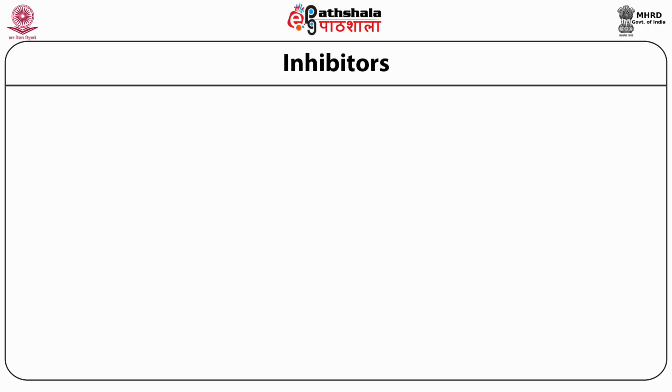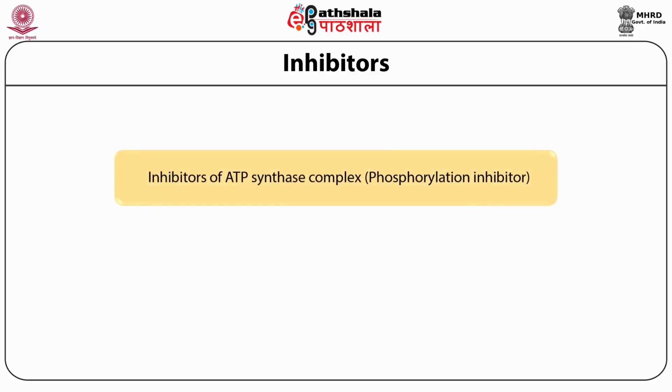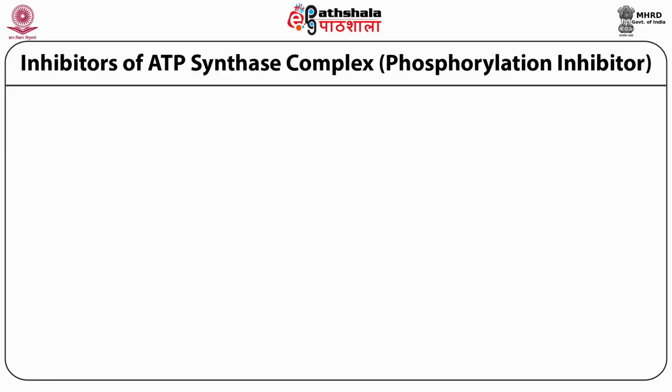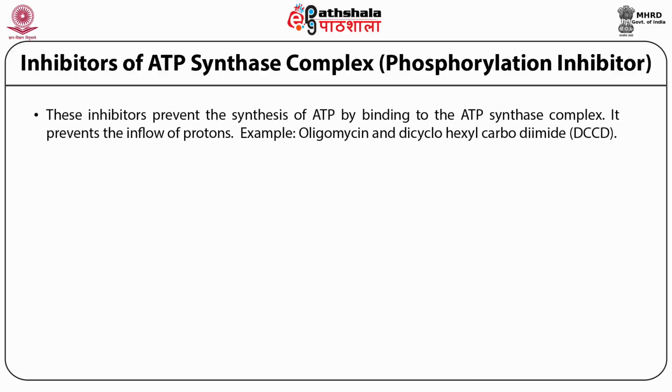So basically these inhibitors we can group into two: the inhibitors of the ATP synthase complex, that is the phosphorylation inhibitors, or the inhibitors of the ATP-ADP translocase, that is the transport inhibitors. Now let's try to understand the inhibitors of the ATP synthase complex, which specifically inhibit phosphorylation. These inhibitors prevent the synthesis of ATP by binding to the ATP synthase complex. They prevent the inflow of protons, for example oligomycin and dicyclohexylcarbodiimide.